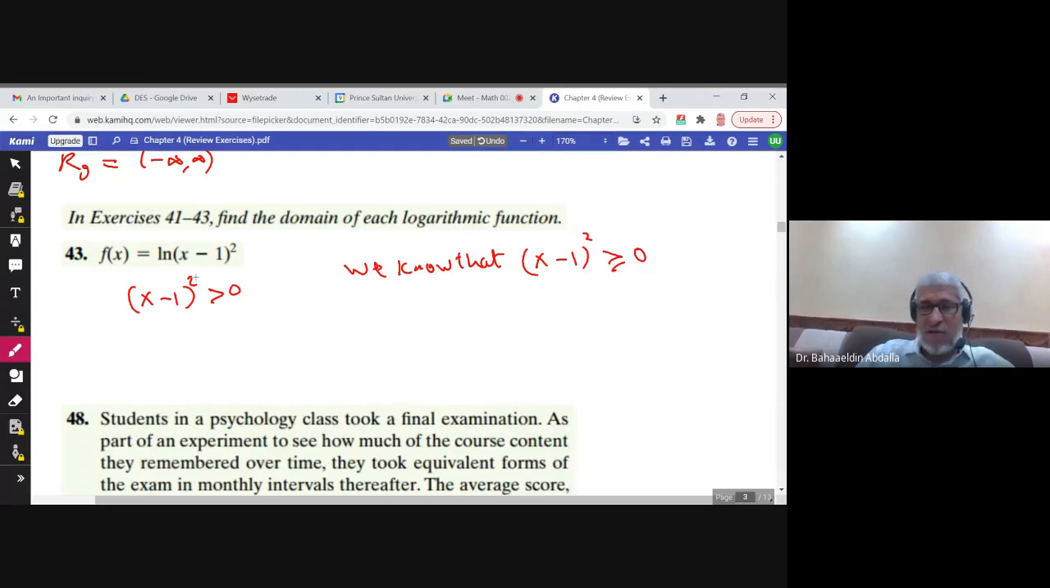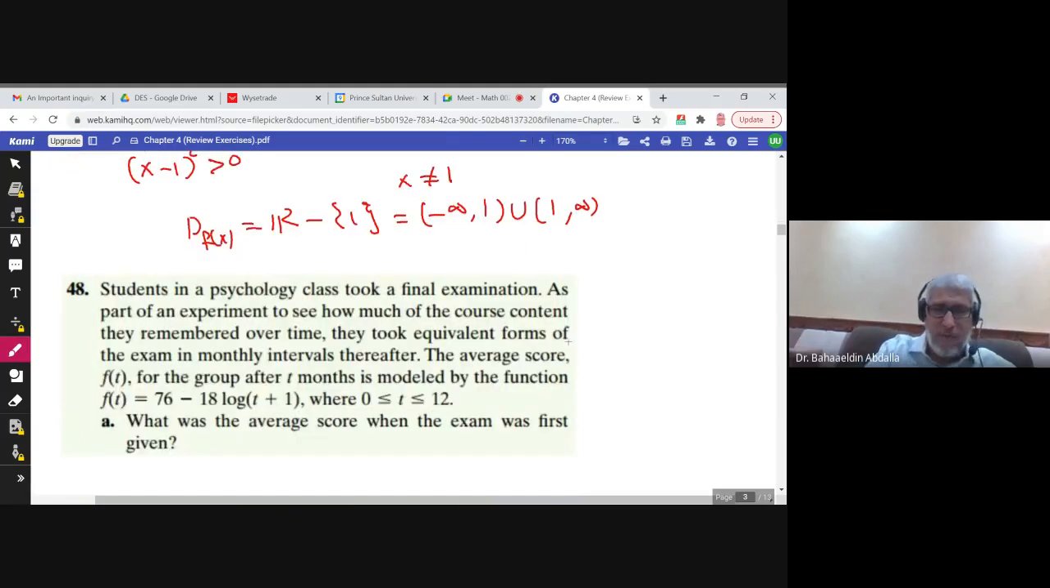So the only value which is not in the domain is the value that will make x minus 1 squared 0. And x minus 1 to the power 2 would be 0 if x is 1. So x cannot be 1. So the domain of f of x would be all real numbers except 1. You can write this if you like as from negative infinity to 1, union from 1 to infinity.